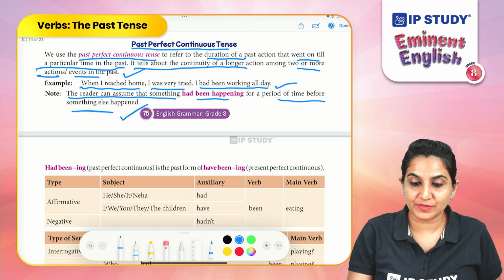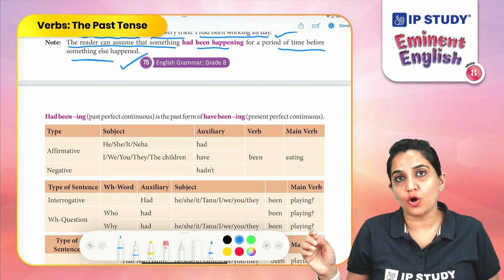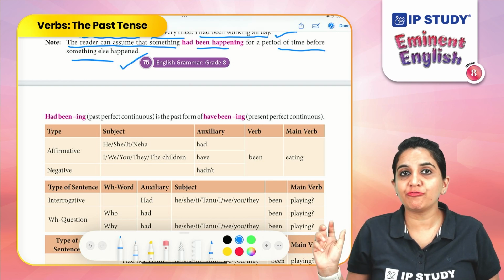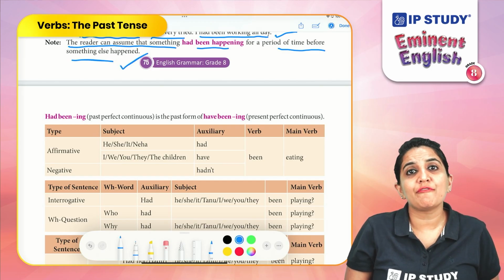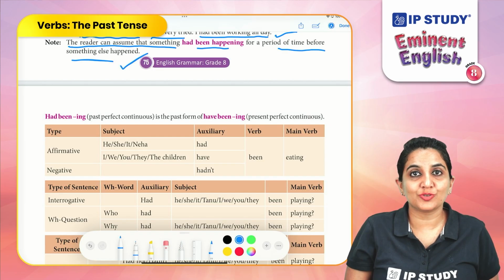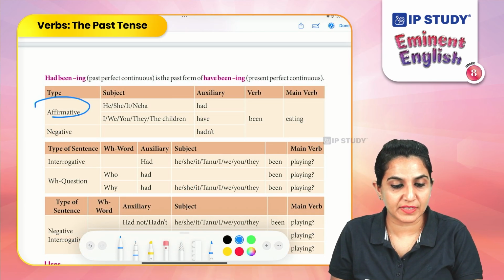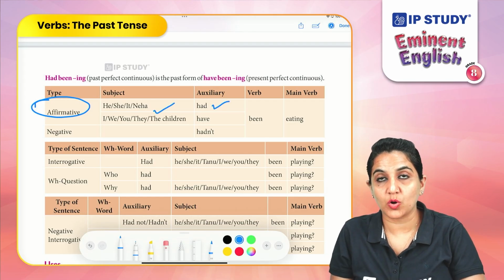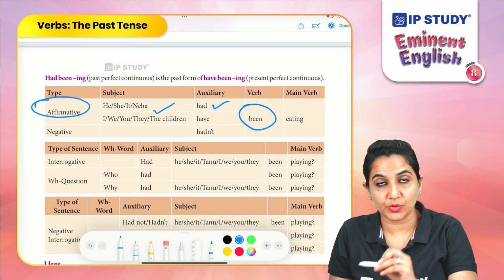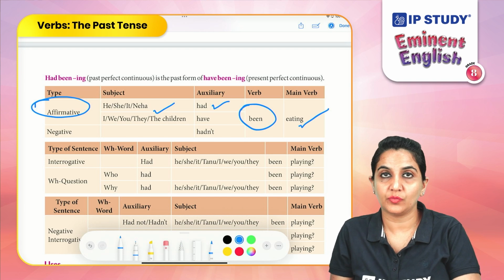So in these kinds of sentences, we use had been or have been along with the ing form of the verb. Yes, you are right. It is an amalgamation of past perfect and past continuous tense, so we get past perfect continuous tense. With affirmative sentences and with the second person and singular, we use the auxiliary verb had. Been is always used in past perfect continuous tense, along with the ing form of the verb.